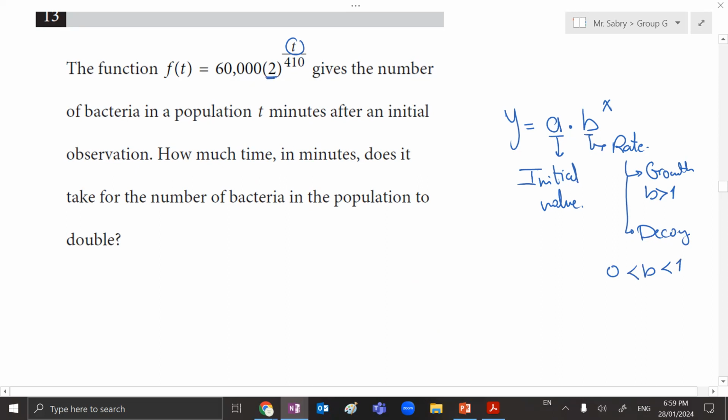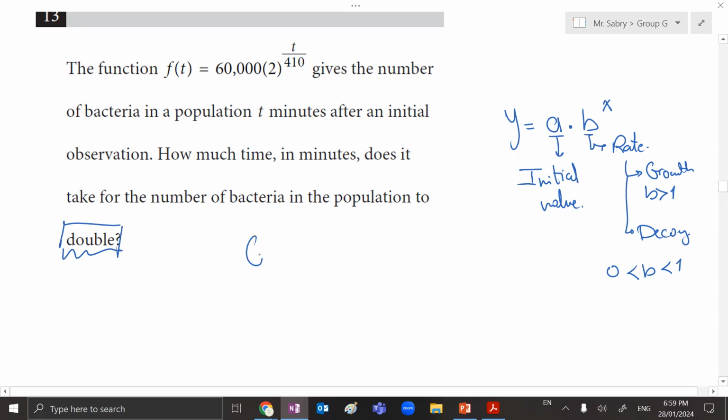Because here the b is 2, I know for a fact that this is a growth function, and they even said so, because in the middle of the question they said how much time in minutes does it take for the number of bacteria in the population to double. Doubling means I'm multiplying by 2 anyway. So how much time does it take to double? It doubles every 410 years, because the exponent is divided by 410.